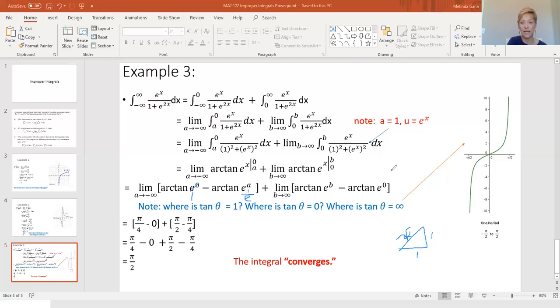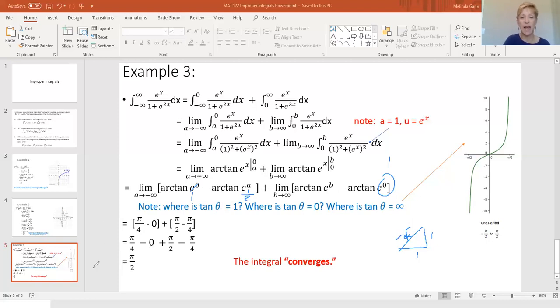And then minus, and again, this e to the 0 is the same thing as 1. So where is your tangent 1? What angle has its tangent 1? Well, the angle that's got its tangent to be 1 is pi over 4. Well, do you see that that's a positive pi over 4 minus a pi over 4 goes out, so I'm left with pi over 2 for my answer. It's a number answer, so the integral converges.